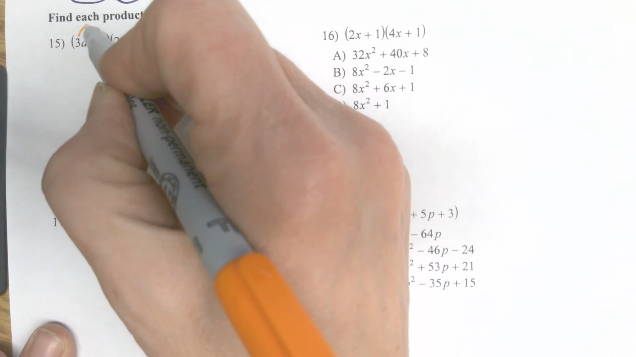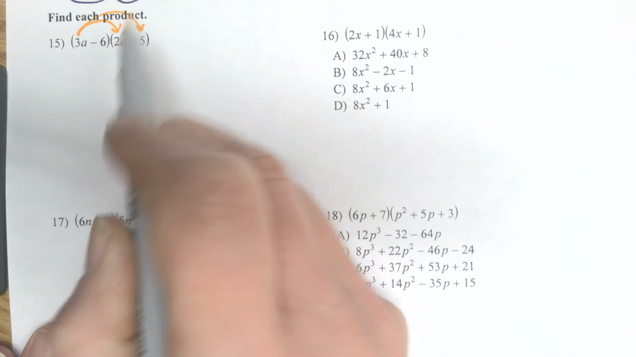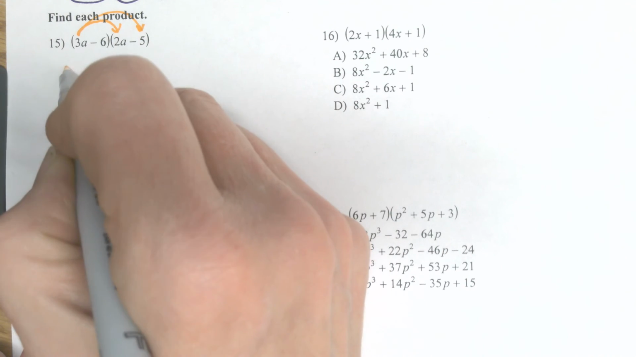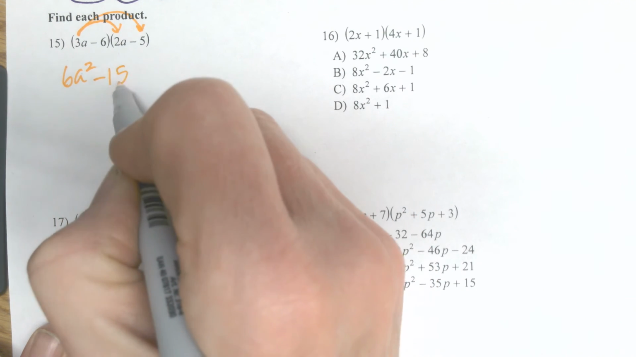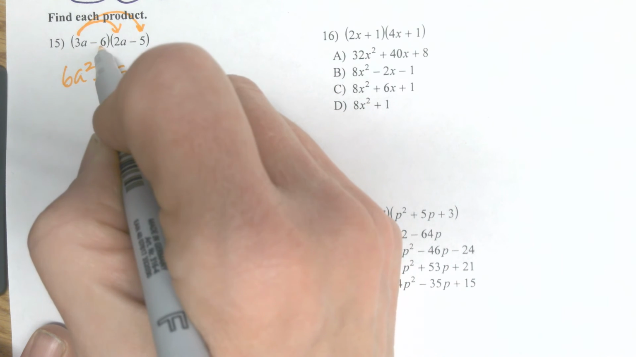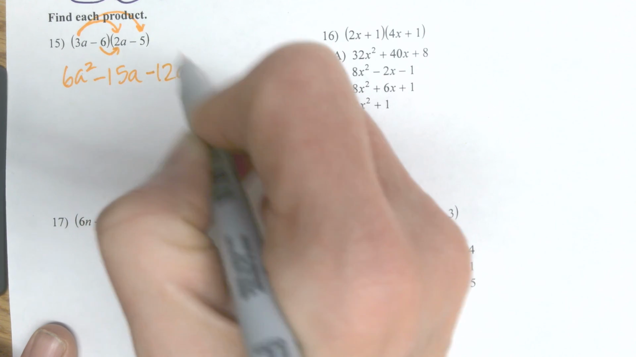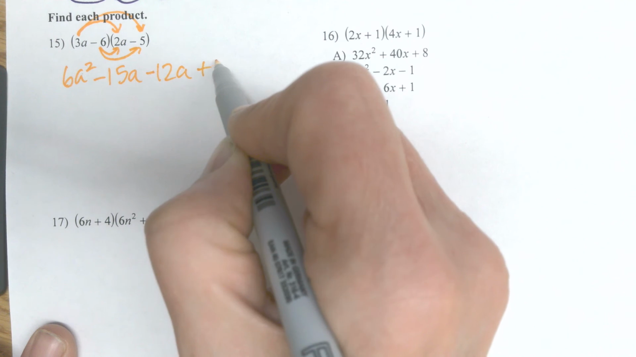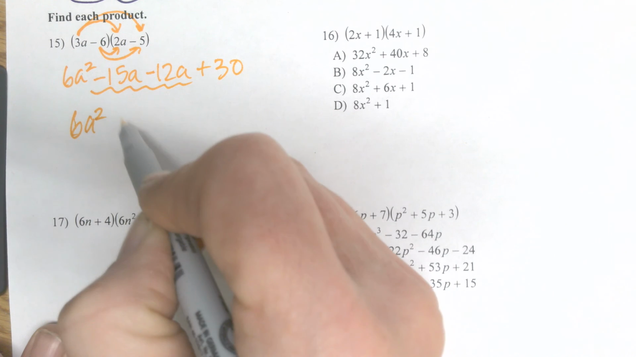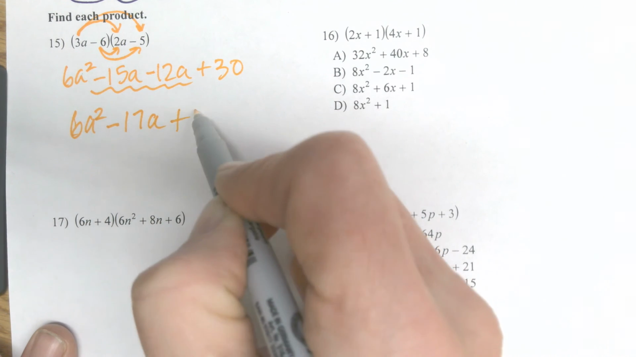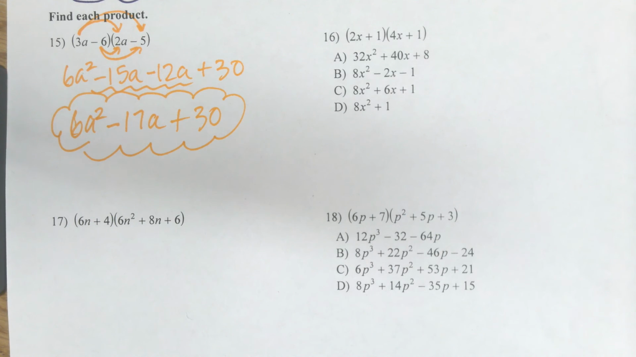But remember, when I distribute, I multiply the first number by both of the things in the second set of parentheses. So 3a times 2a is 6a squared. 3a times negative 5 is negative 15a. Then I do the same thing with the second set. Negative 6 times 2a is minus 12a. Negative 6 times negative 5 is positive 30. The middle two terms can be combined. 6a squared minus 17a plus 30. And there is my final answer on that problem.